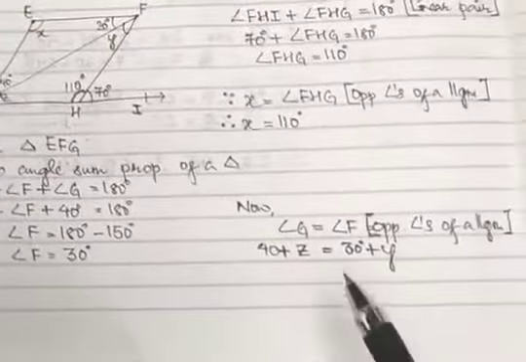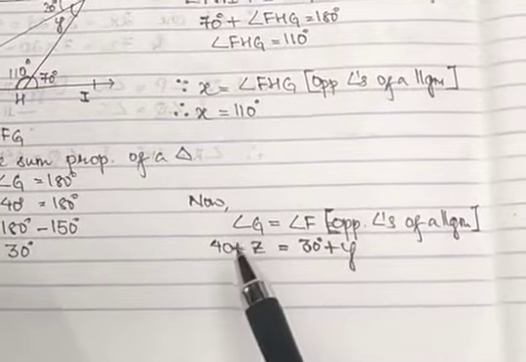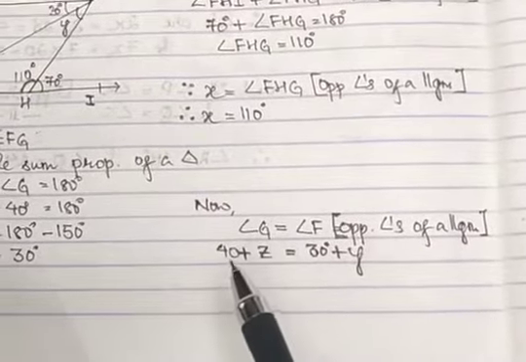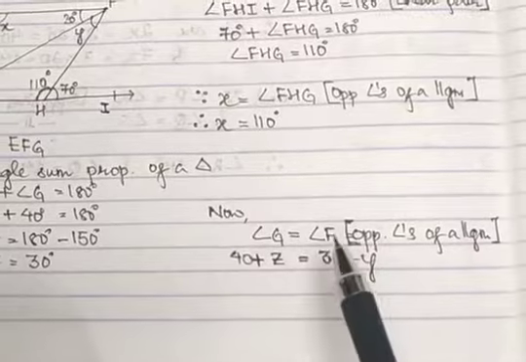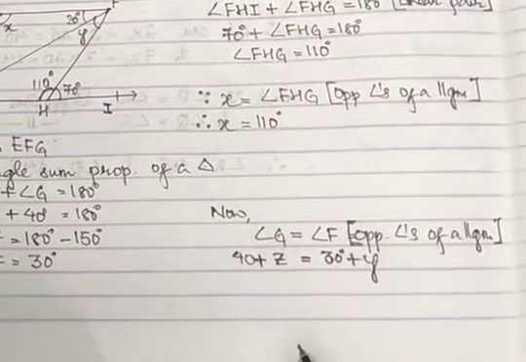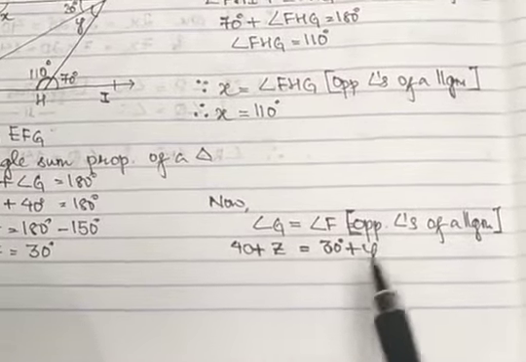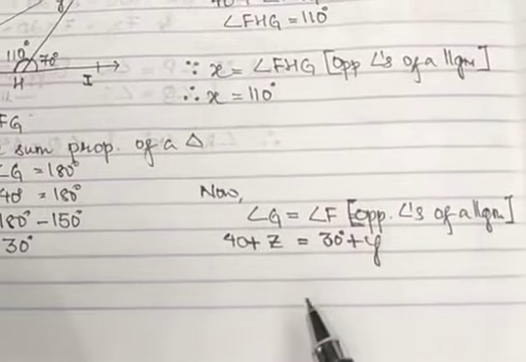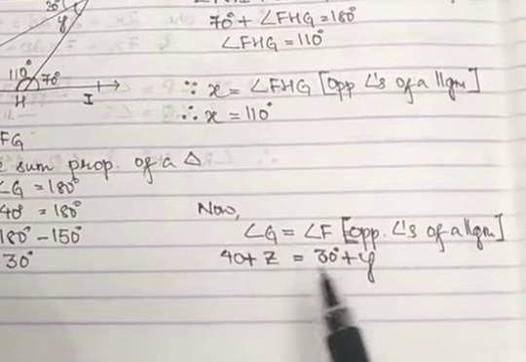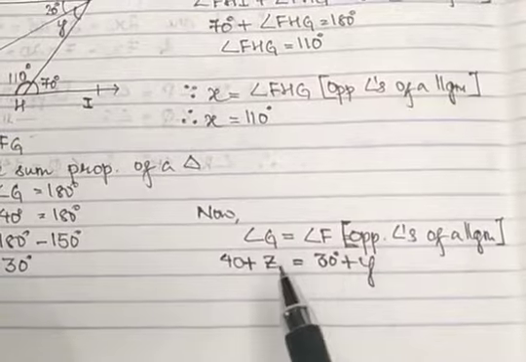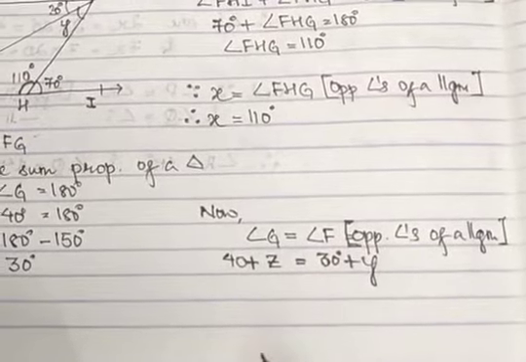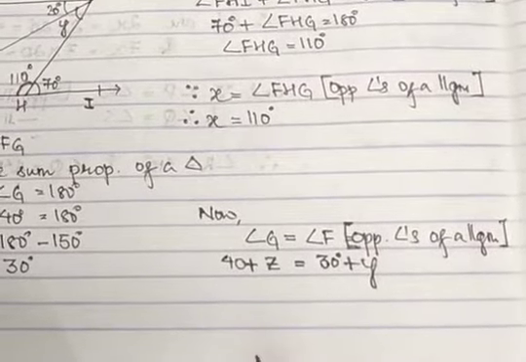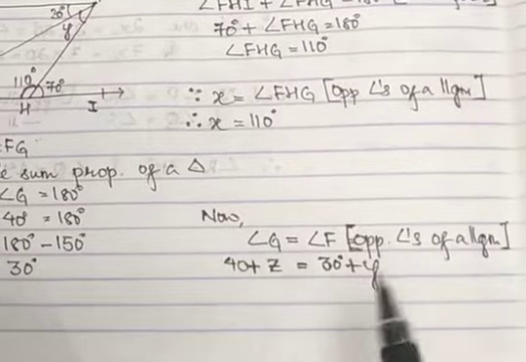So why I went for this one is because angle G we can substitute as 40 plus Z, angle F we can substitute as 30 plus Y. Okay, let's keep it here. And here what we have is a linear equation, but in terms of two variables. Now remember one thing, we cannot solve a linear equation in two variables. We can only solve it in one variable.